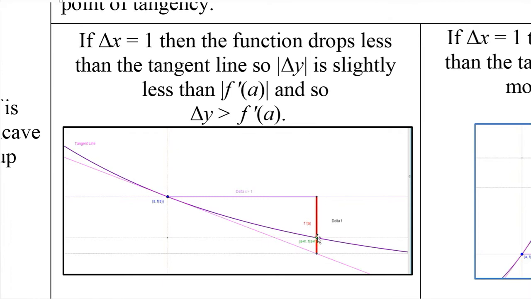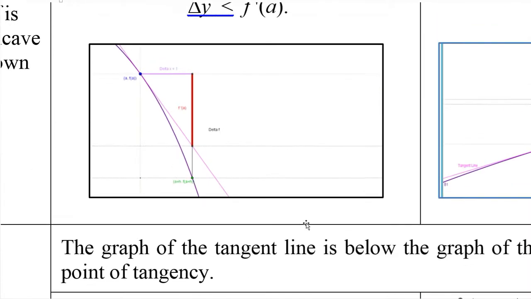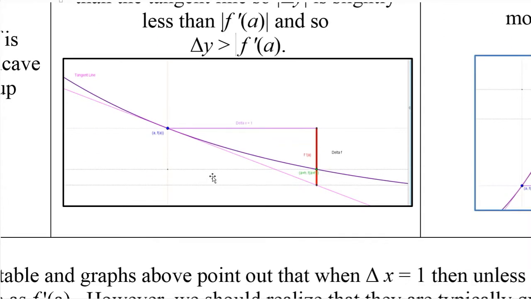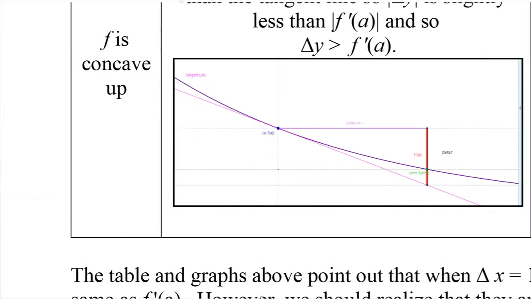But remember how we order negatives. The red derivative is a larger absolute value negative number, which makes it less than the change in y, which is from this point up to this green line. Now, when it was concave up, the tangent line was below the graph, whether it was increasing or decreasing.